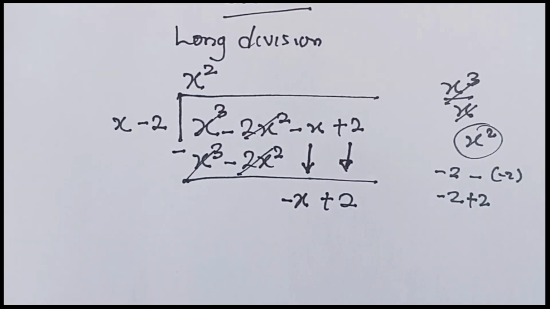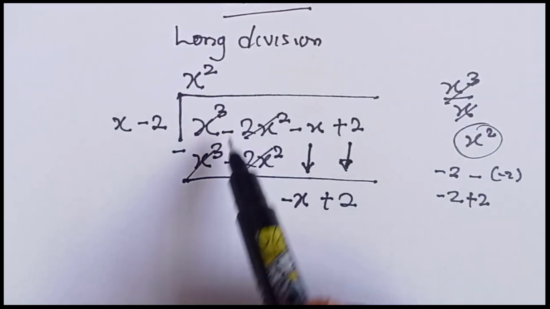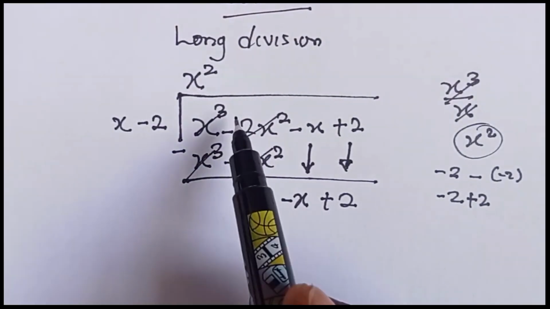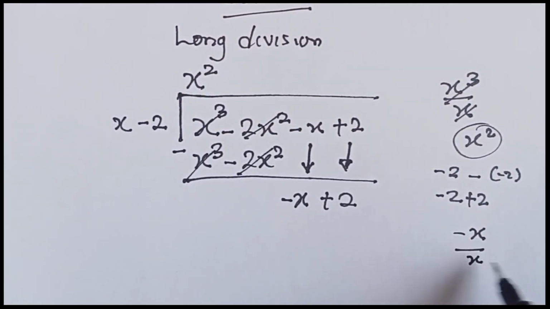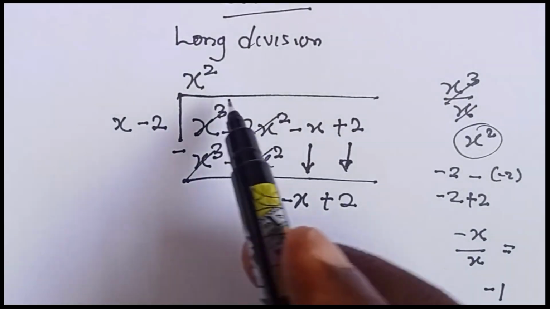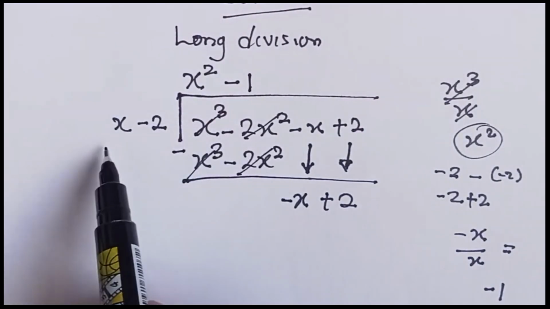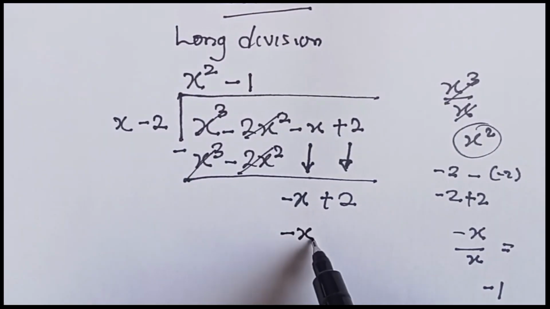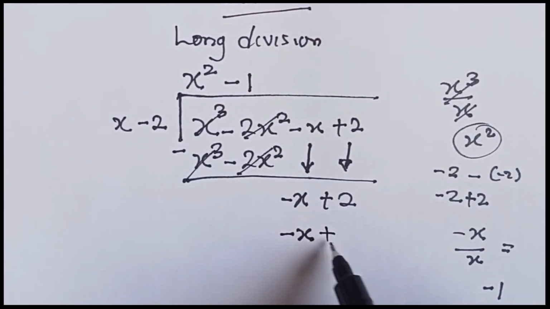All right, so we also divide minus x by this x. The first process, we are going to do it again after we subtracted the result from our dividend. So we have minus x divided by x. What does it give us? It gives minus 1. All right, so we're going to write the minus 1 here. And then we'll multiply this minus 1 by x minus 2. So minus 1 times x will give us minus x. And then minus 1 times minus 2 will give us plus 2.